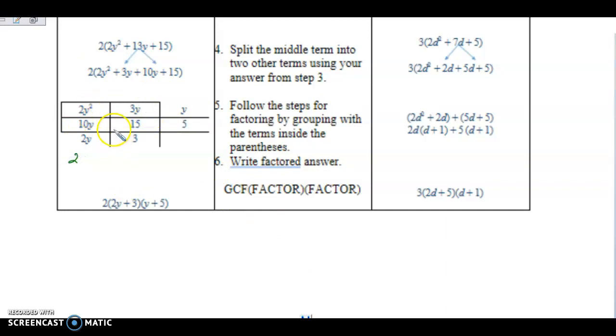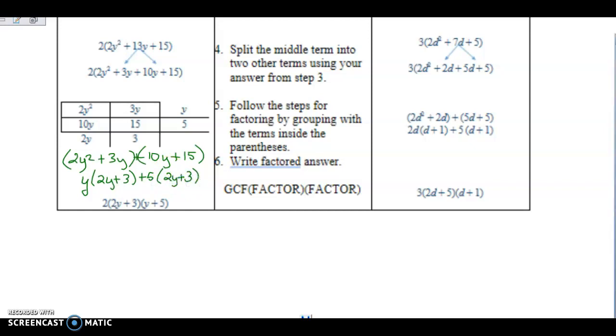And you can use the box method if you like that way. If you don't like that way, you can do it like this. Well, you just break them up. So I have 2y squared and 3y. Well, they each have a y, so I'm going to bring out the y. And that gives me 2y plus 3. And then the 10 and the 15, I can take a positive 5 out. And so I get 2y plus 3.